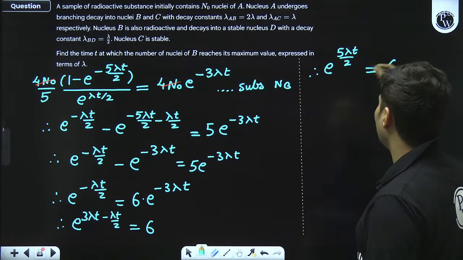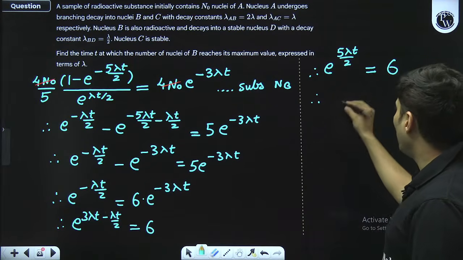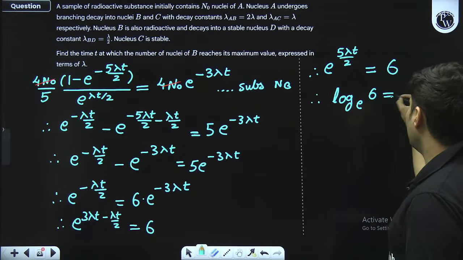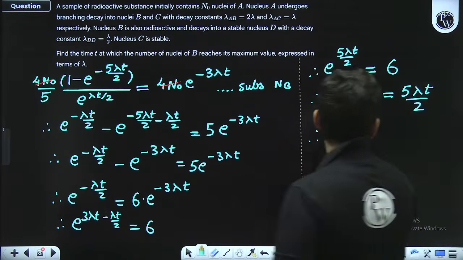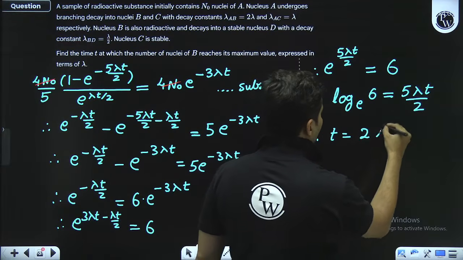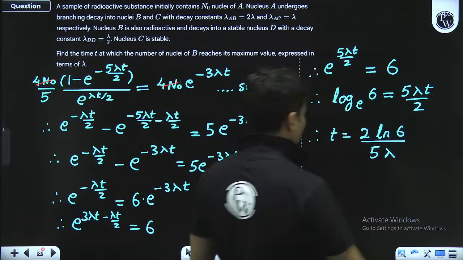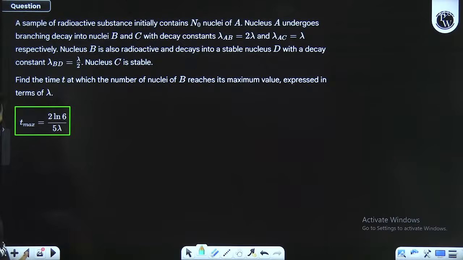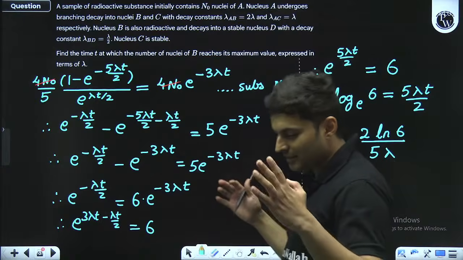Oh my god. Finally, I'm nearing the answer. So guys, what is it? Log of 6 to the base e is 5 lambda t by 2. So therefore, t is equal to 2 ln 6 by 5 lambda. That's the answer. Let's see. Yes, 2 ln 6 by 5 lambda. Yeah, we got it. Lovely, lovely, amazing, crazy question.